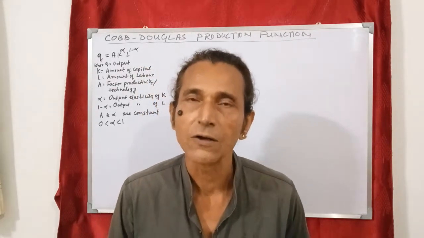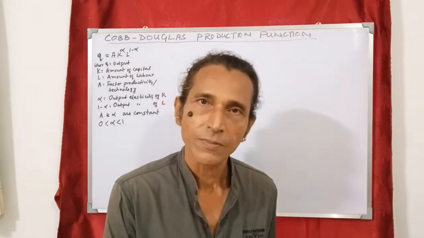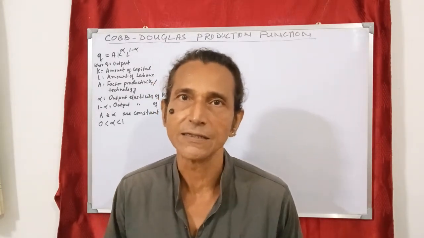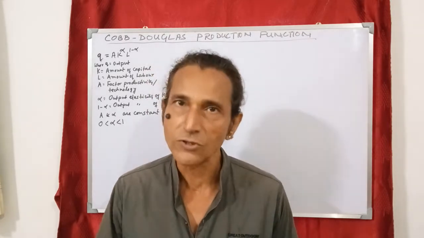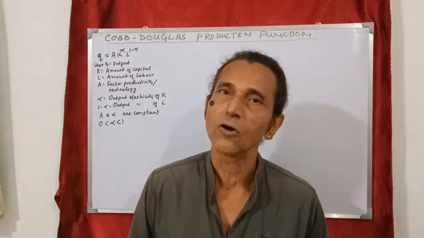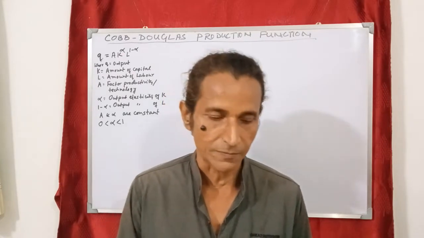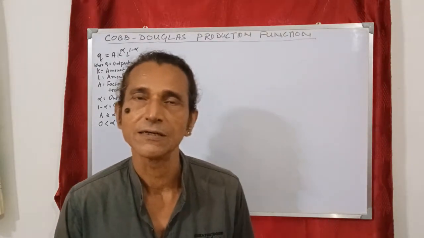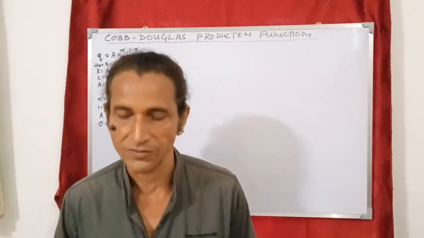But in the long run, all the factors are variable. There is no fixed factor because the firm can change anything. The firm can change the capital, the firm can change the management, and of course the raw materials and other utilities. So in the long run, all the factors are variable. There is no fixed factor. And Cobb-Douglas production function is related to long run production function, not short run production function.